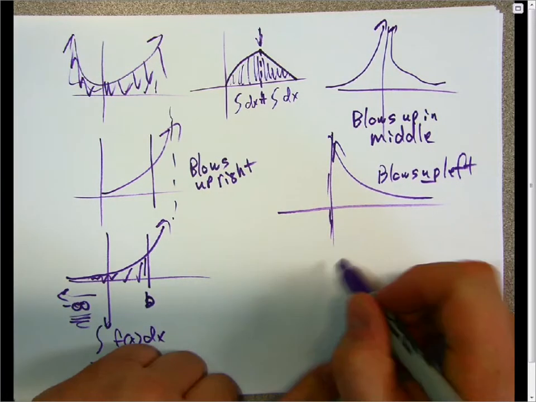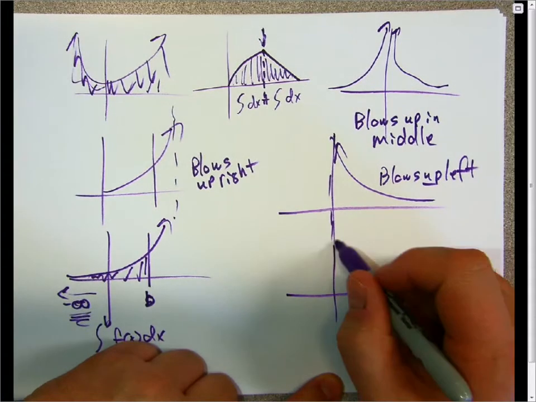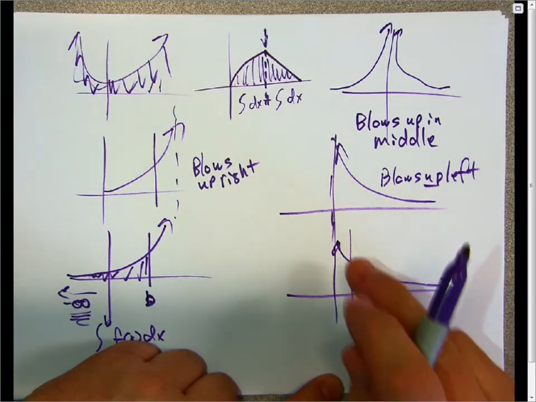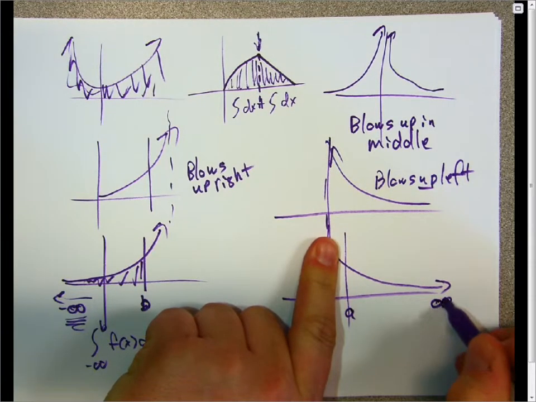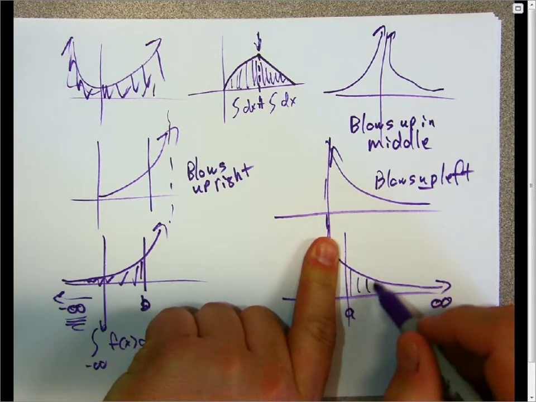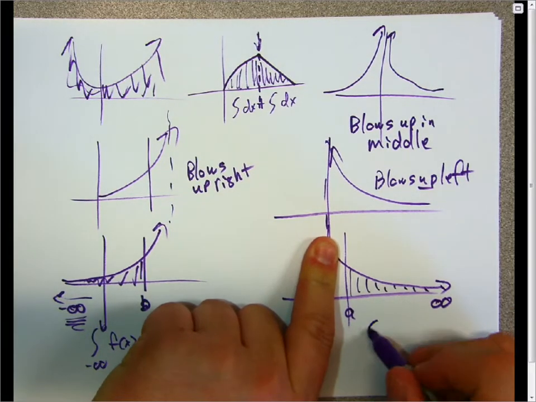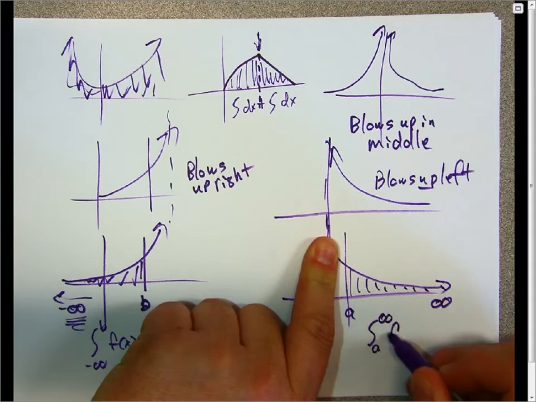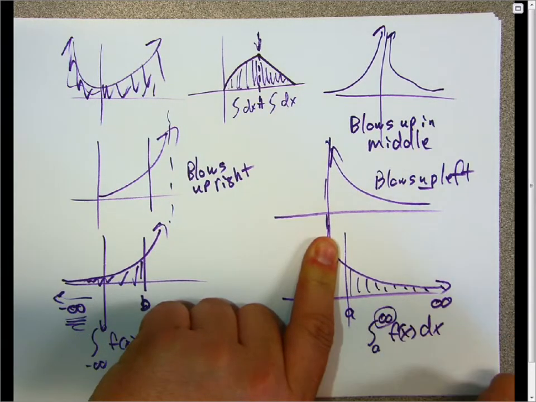Up here, again, let's take the exact same graph, but instead of dealing with this, let's forget that. Let's start at a and go to positive infinity. Again, this looks like it has some potential to have an integral. But now our integral is from a to infinity of f of x. And so this causes us a problem.